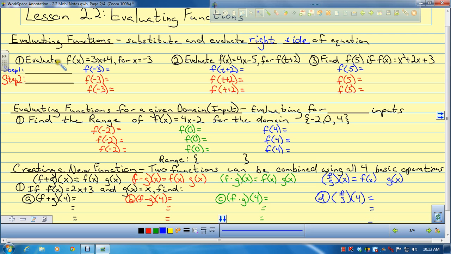So let's go ahead and start here. I've got f of x is equal to 3x plus 4. Okay? So that is our function notation. Okay? Now I want to evaluate that for x equals negative 3. The first thing you're going to do is substitute.